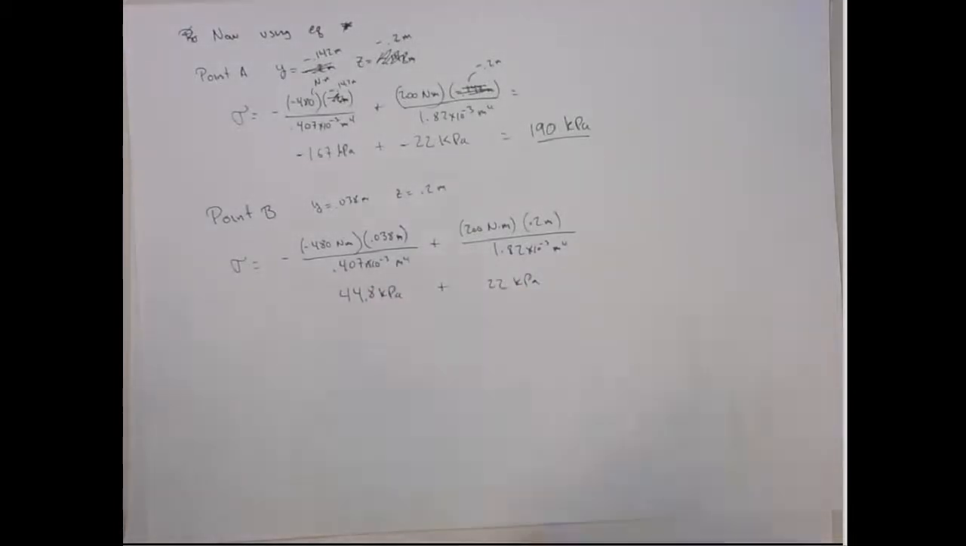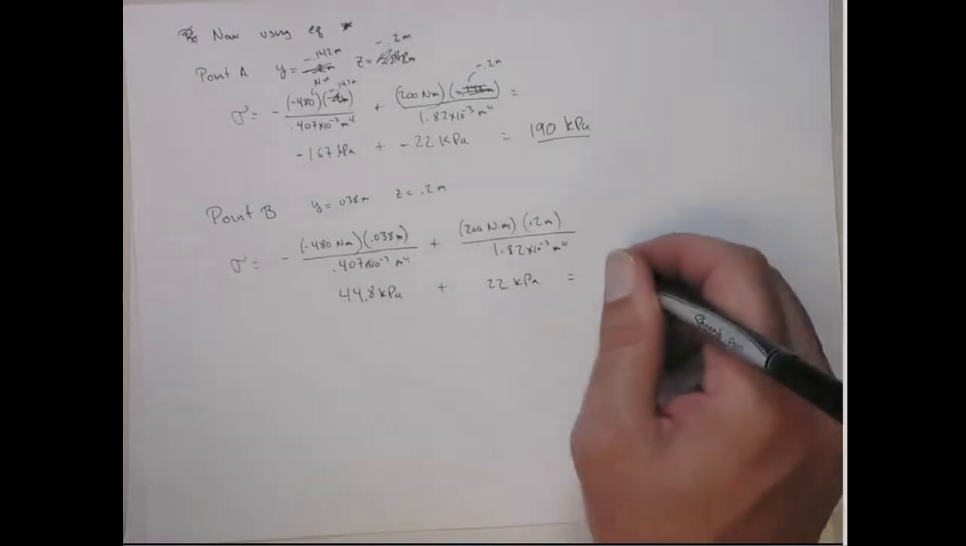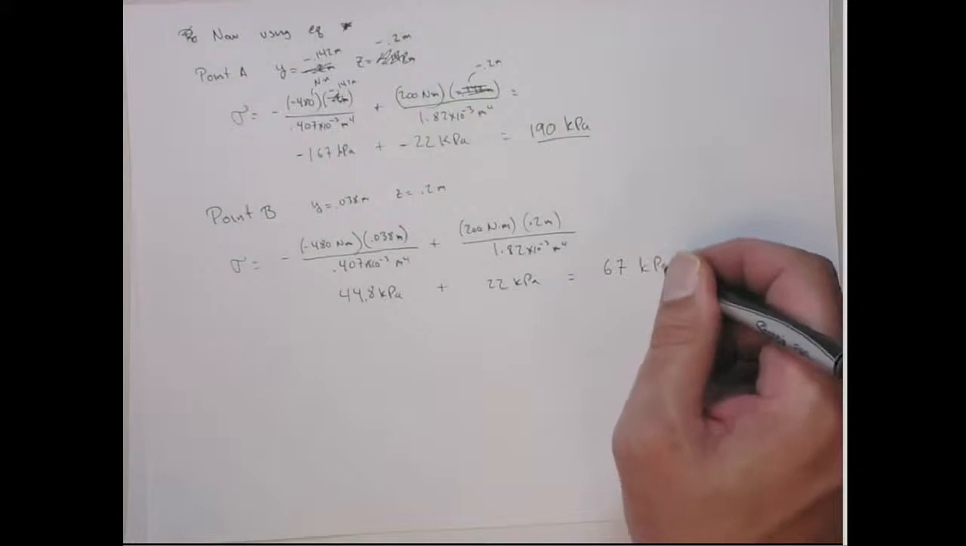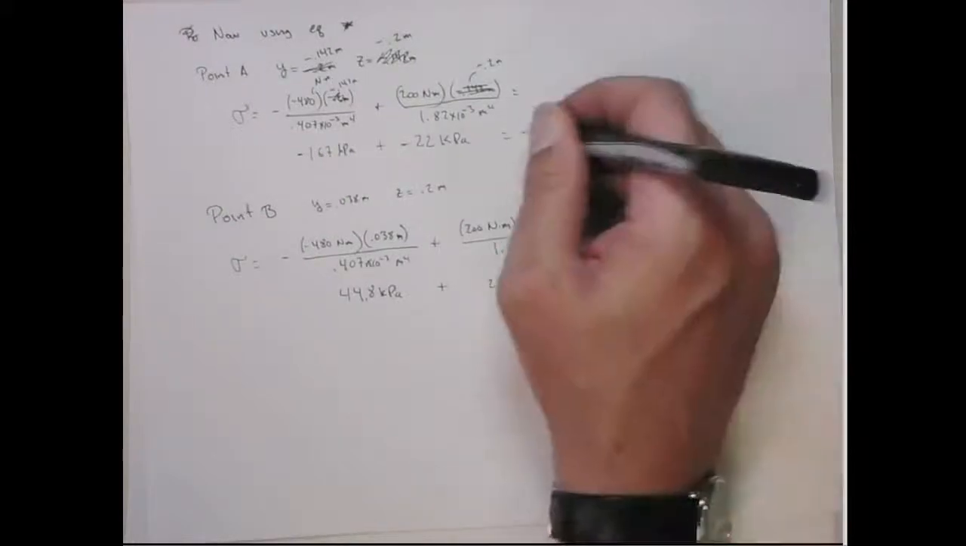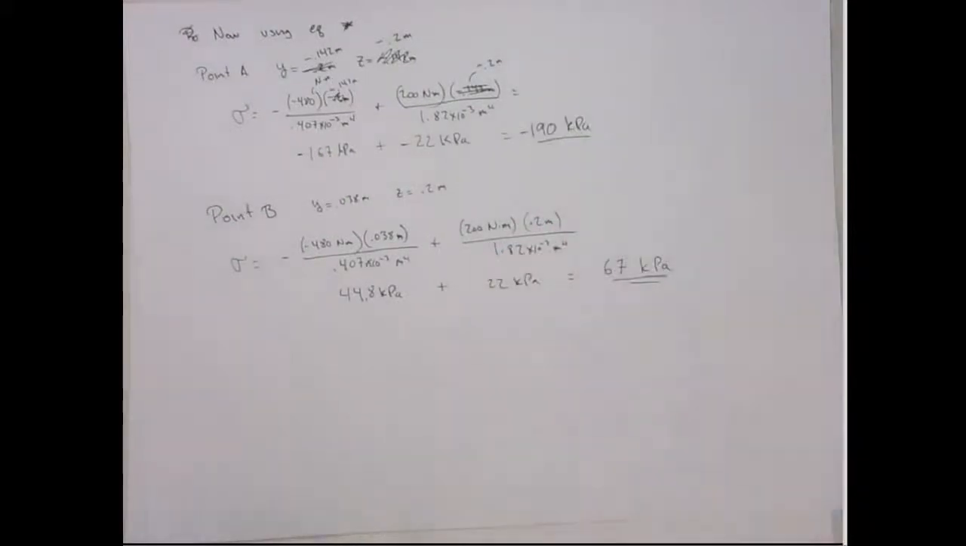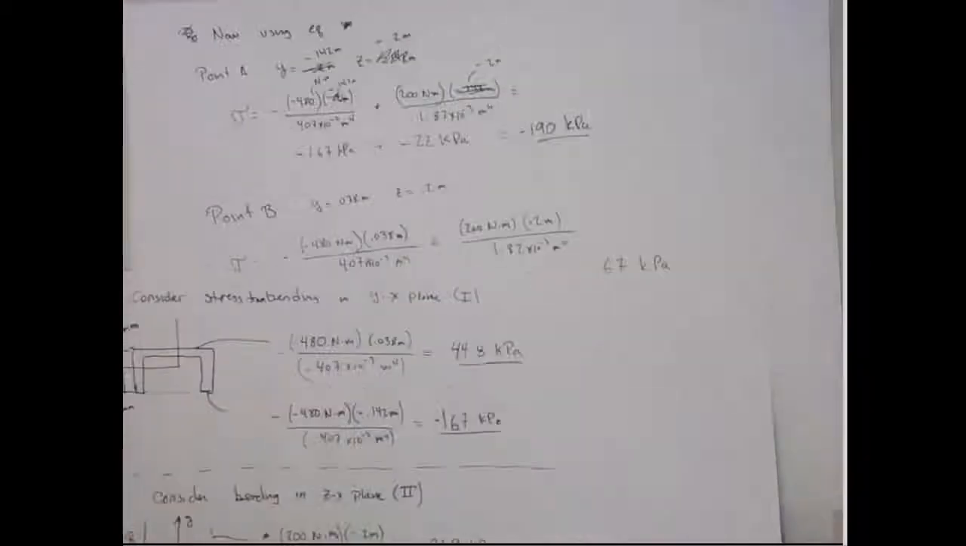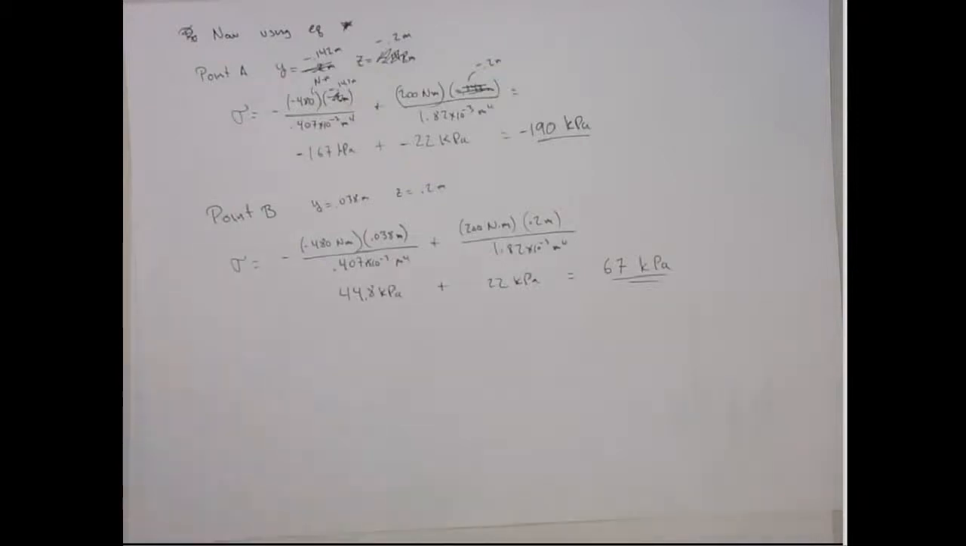And then this becomes 67 kPa. And this I forgot the sign. That's compression and that's tension. It's basically the same results we had before, just rounded a little differently, right? Minus 189, 190, 66.7 or 67, right? So I get the same results. All right.